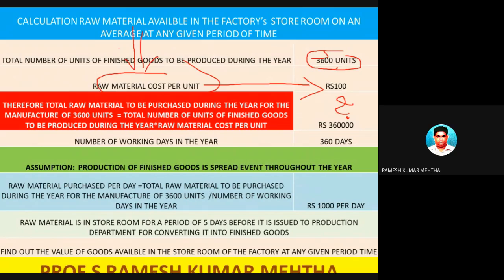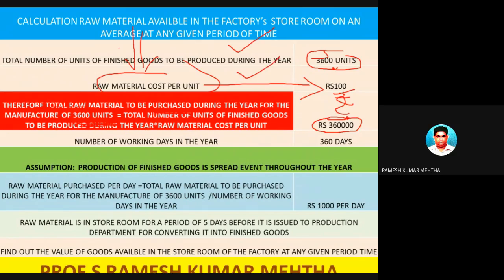The total amount of raw material required or to be purchased during the whole year to manufacture 3600 units is equal to 3600 units into 100 rupees. The total amount of raw material which has to be purchased during the whole year is equal to 3,60,000 rupees. Hope you have understood.